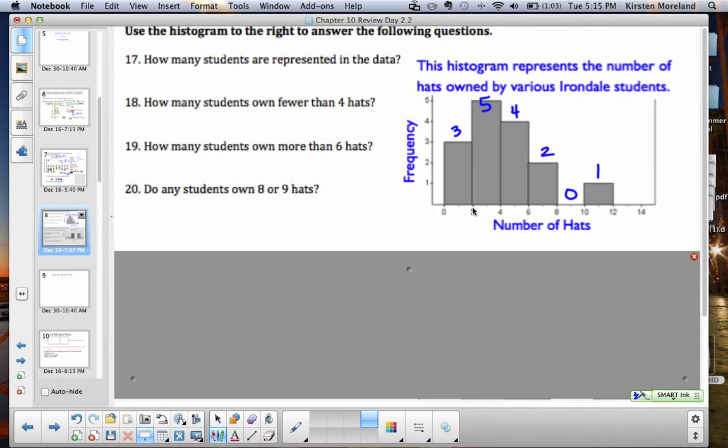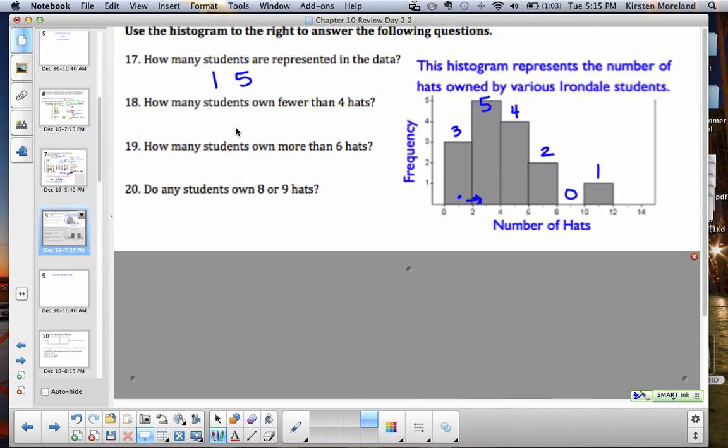Now remember that it's not really that they own 2 in this. And remember, it always goes to the right, so that boundary point always is in the bin to the right. So how many students are represented? I just add these up. So 3 plus 5, 8, 12, 14, 15 students are represented.